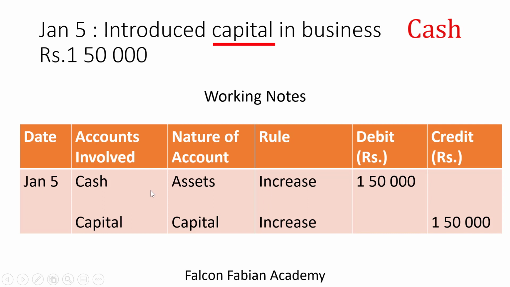Let's do it one more time. So the two accounts involved are cash and capital. Cash is an asset for the business. It is increasing in the business. Therefore, cash account should be debited. So here the second account is capital, and the nature of account is also capital. Capital is increasing in the business, and whenever there is an increase in capital, it needs to be credited.